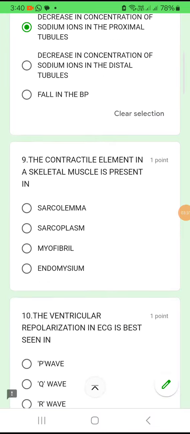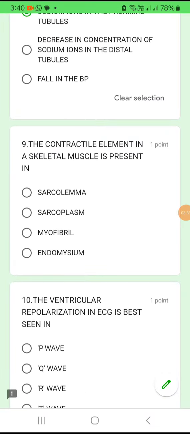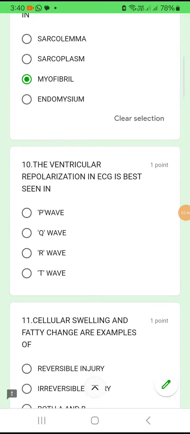So answer is B. Question number 9, the contractile element in a skeletal muscle is present in sarcolemma, sarcoplasm, myofibril, or endomysium. It is present in myofibril, option C.